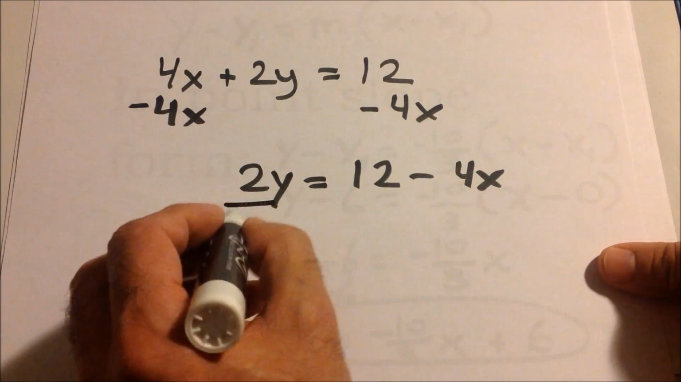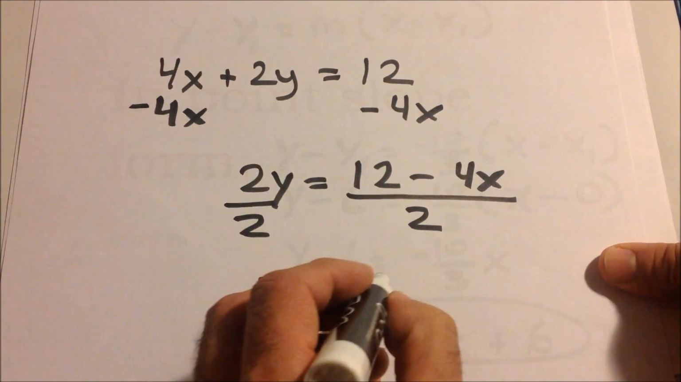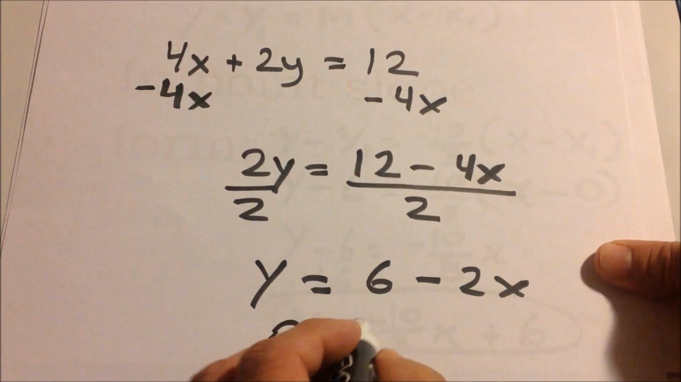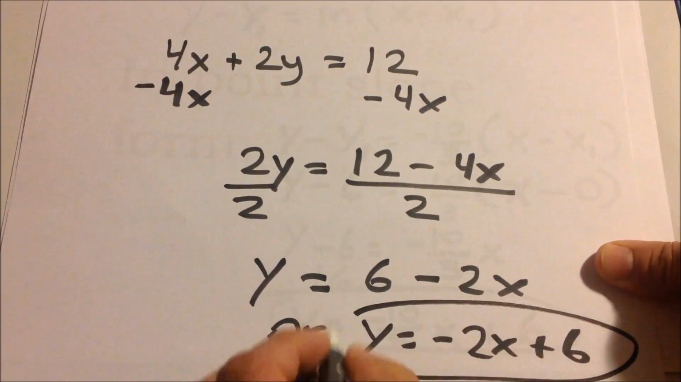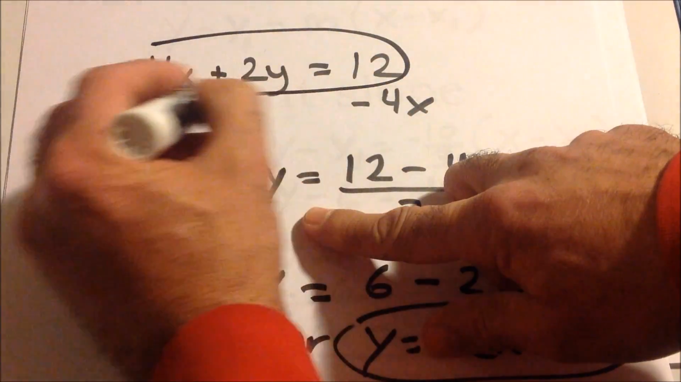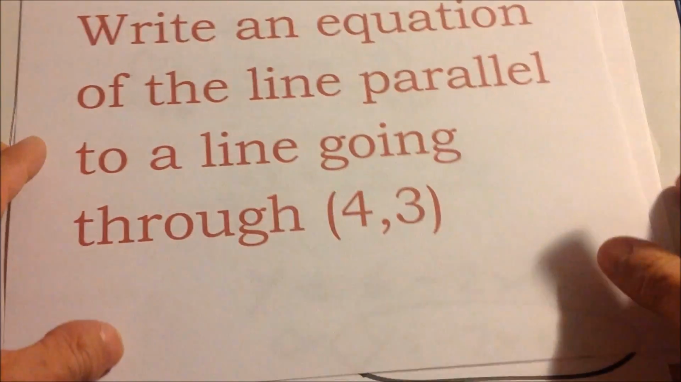If I divide by 2 on both sides, here we have y equals 6 minus 2x, or y equals negative 2x plus 6. So this is in slope-intercept form, and this is in standard form. You might see that sometime. Okay, so let's see if we can answer this question.